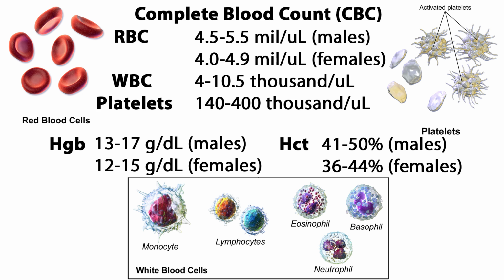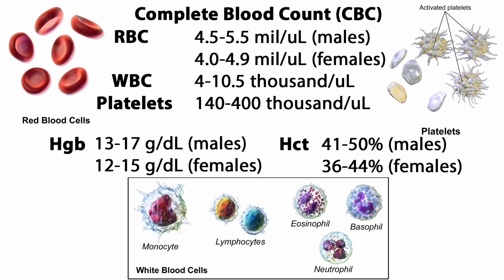The normal range of RBCs for males is 4.5 to 5.5 million per microliter. The range for females is 4.0 to 4.9. White blood cells should range between 4 to 10.5 thousand per microliter. Platelets range from 140 to 400,000 per microliter.